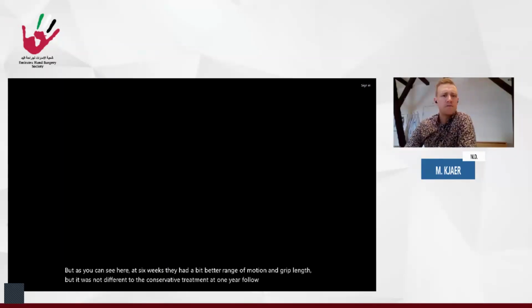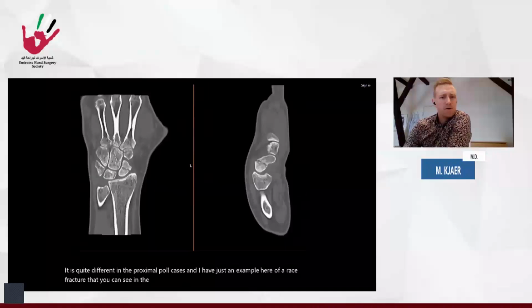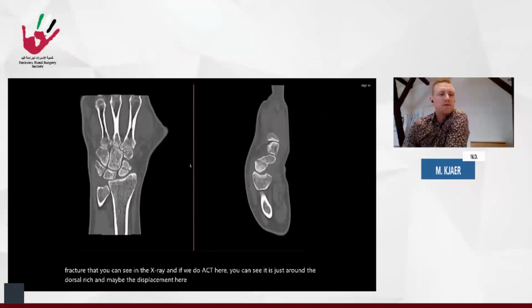It is quite different in the proximal pole cases. And I have just an example here of a fracture that you can see in the X-ray. And if we do a CT here, you can see it is just around the dorsal ridge, and maybe the displacement here is below 2 millimeters. So you can treat the case here conservatively.